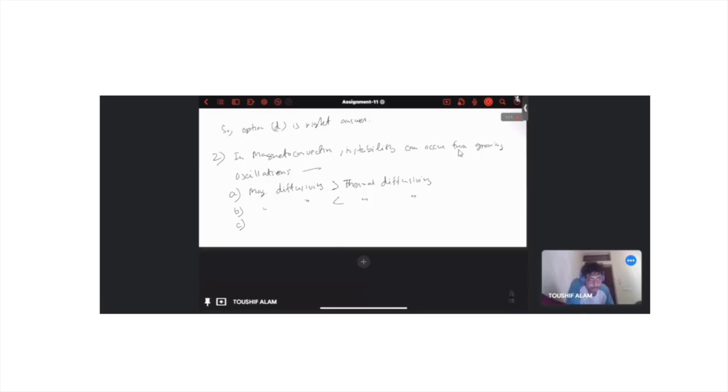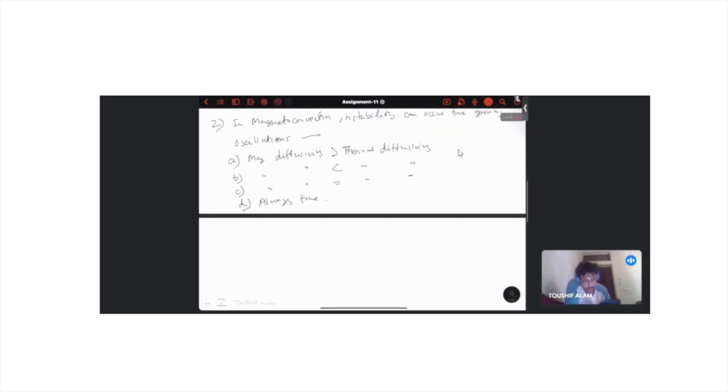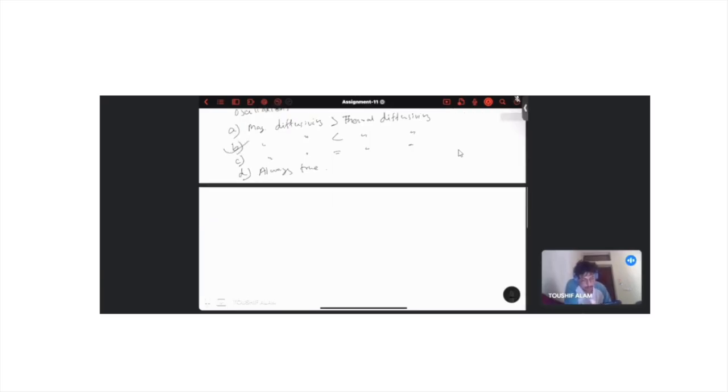Option C is this equal to this, basically. And option D is always true. So the right option is option B.